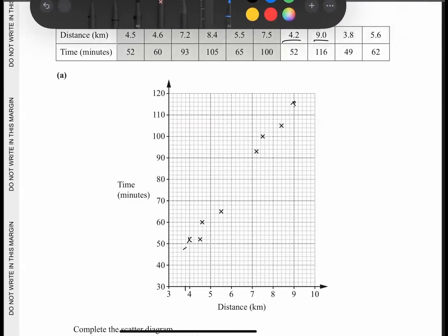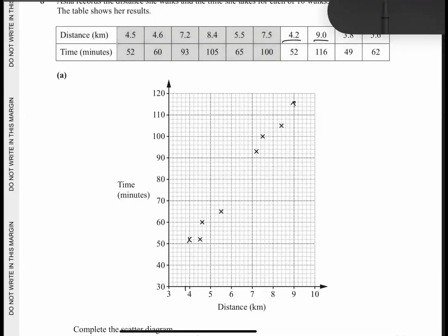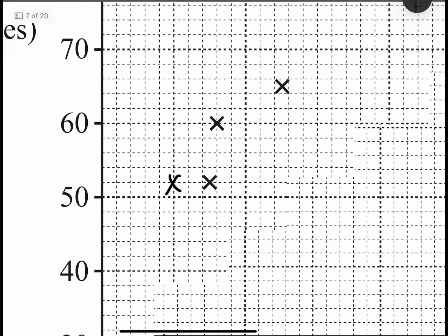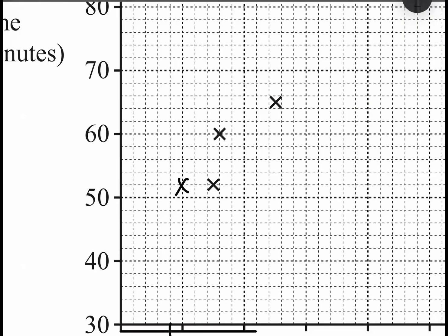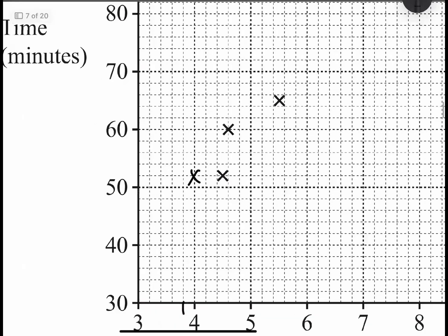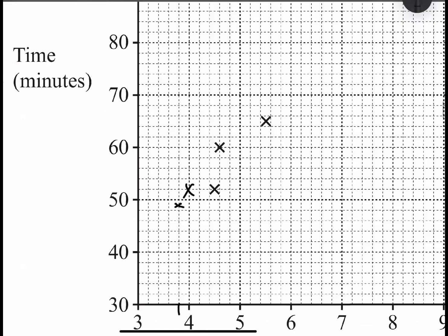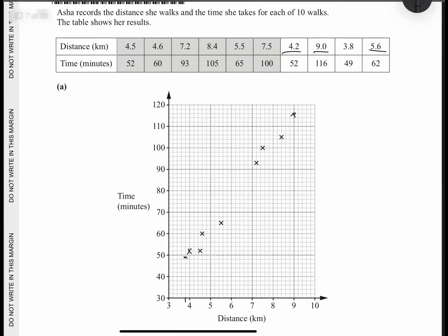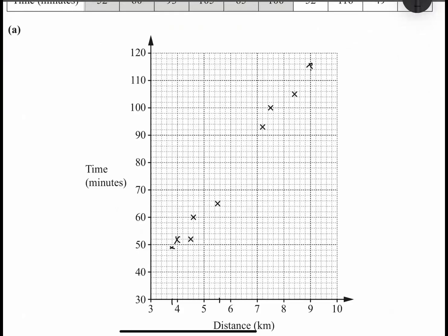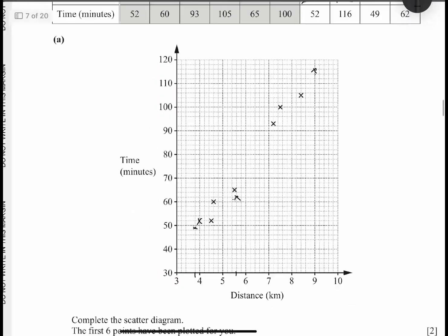Now see, 49 isn't clearly marked here on the scale. So we're gonna put it in the middle of 48 and 50. Right about here. Then we have 5.6, which should be here, and 62, right? 62 is over here. So we've plotted our diagram.